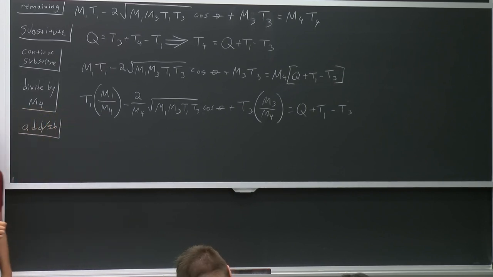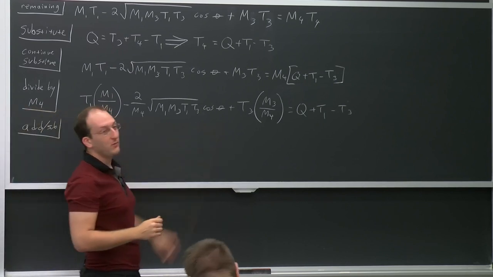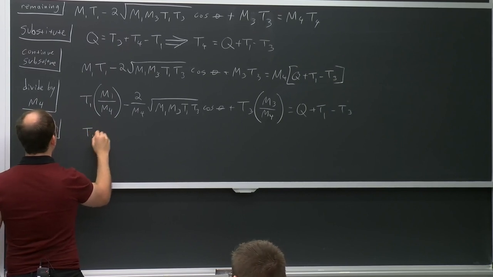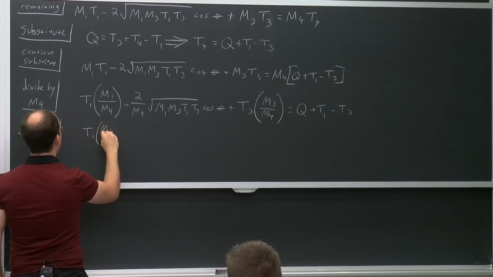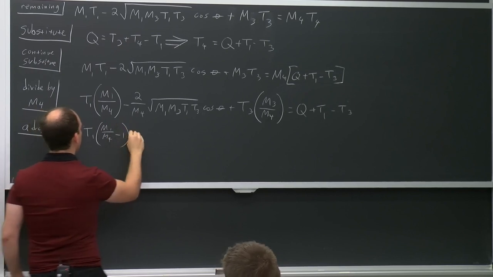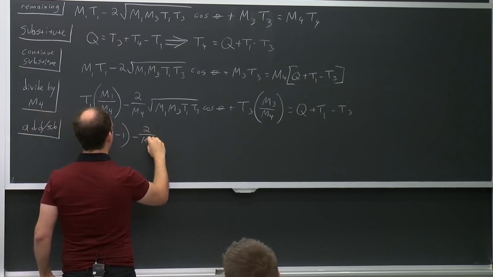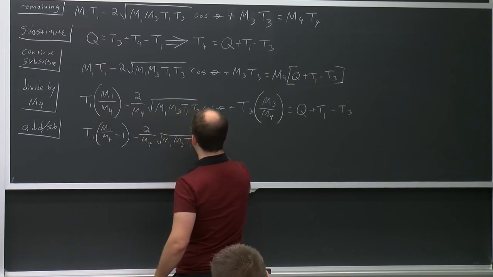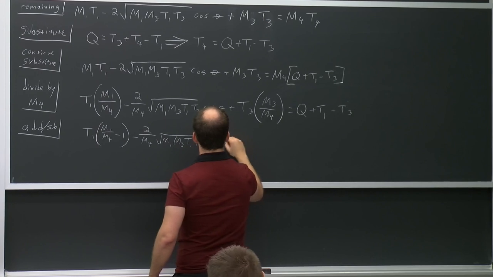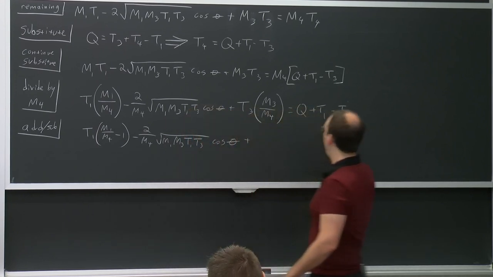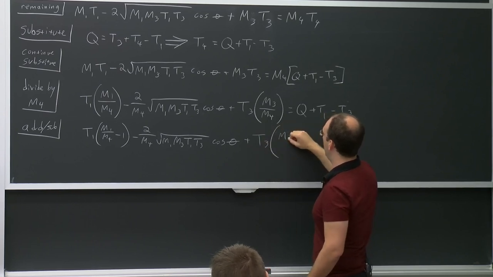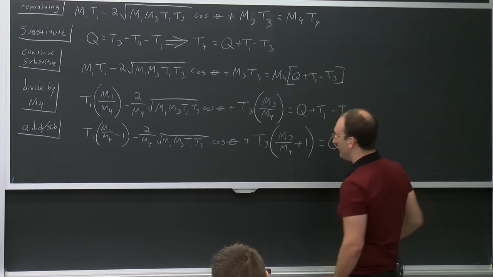And I'm going to group the terms together. So let's, for example, group all the T1s together and group all the T3s together. So if I subtract T1, I get T1 times M1 over M4 minus 1, minus 2 over M4, root M1 M3 T1 T3 cosine theta, plus, and if I add T3, then I would get M3 over M4 plus 1, equals Q.